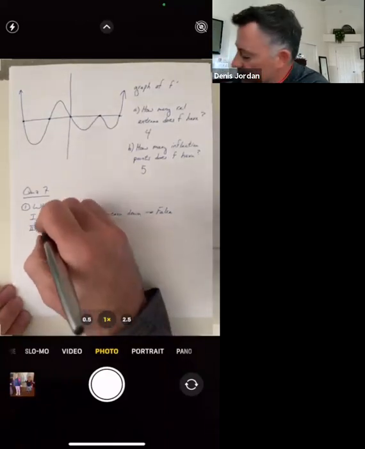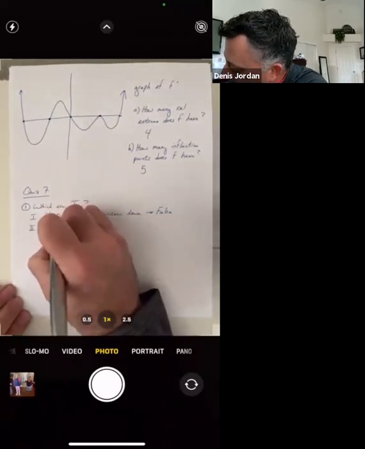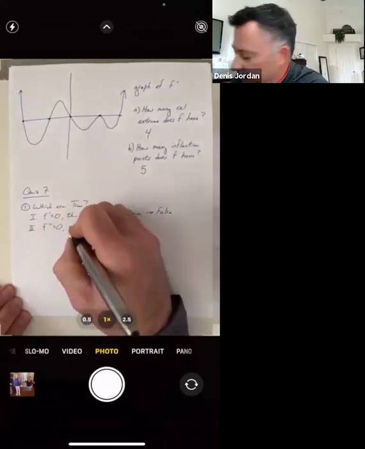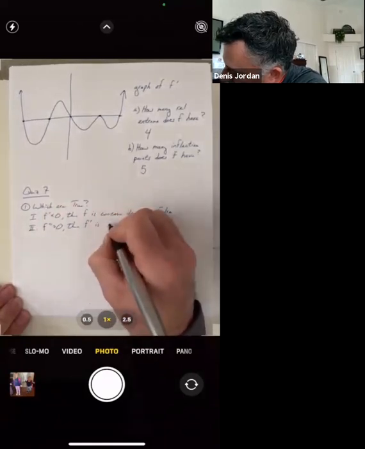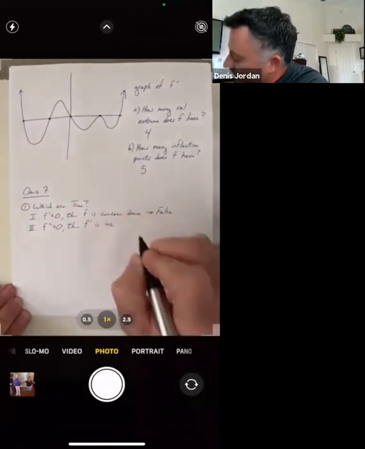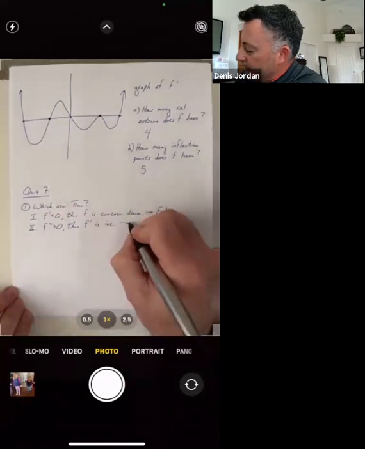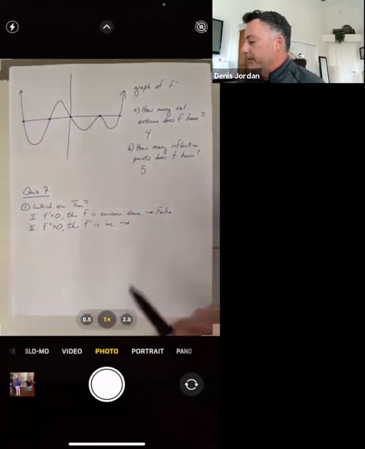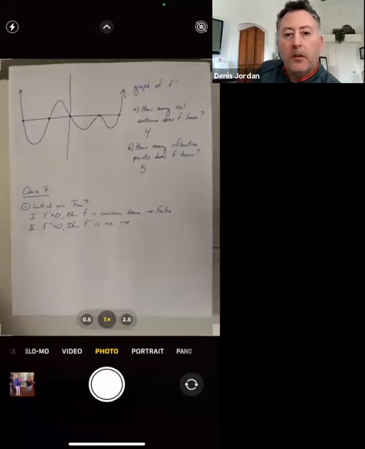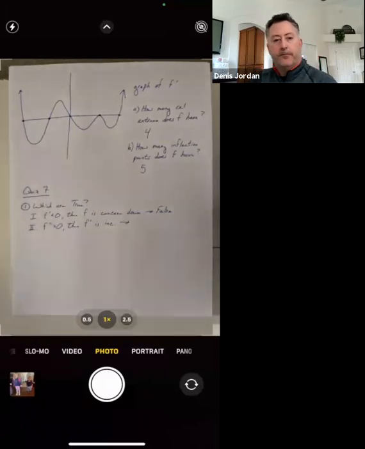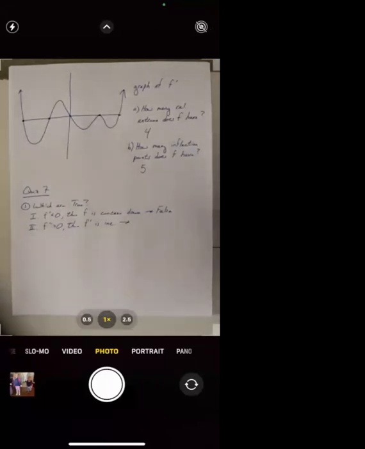Okay, second statement, if the second derivative is positive, then the first derivative is increasing. And we just talked about that one. So is that going to be true or false? True. That is true.